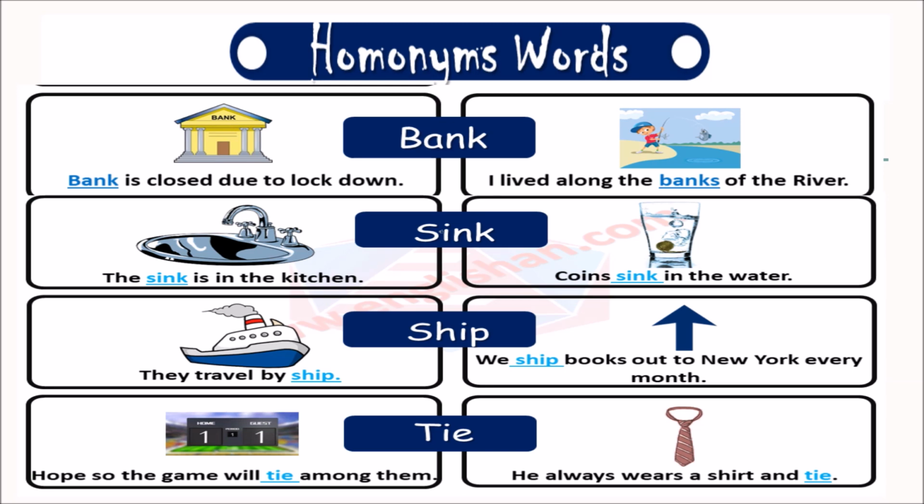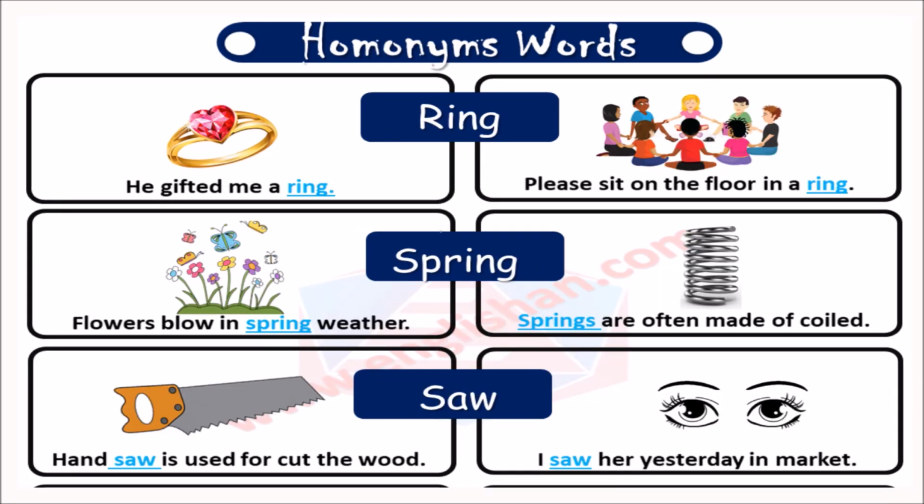Then we have tie. Hope so. The game will tie among them. He always wears a shirt and tie. Next we have ring. He gifted me a ring. Please sit on the floor in a ring. Next we have spring. Flowers bloom in spring weather. Springs are often made of coiled wire. Next we have saw. Handsaw is used to cut the wood. I saw her yesterday in the market.